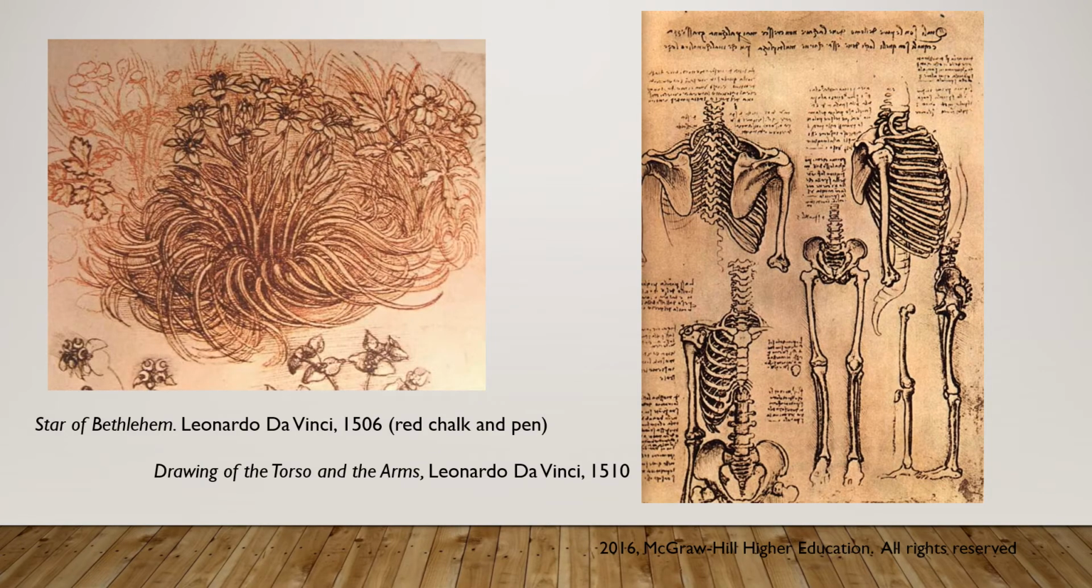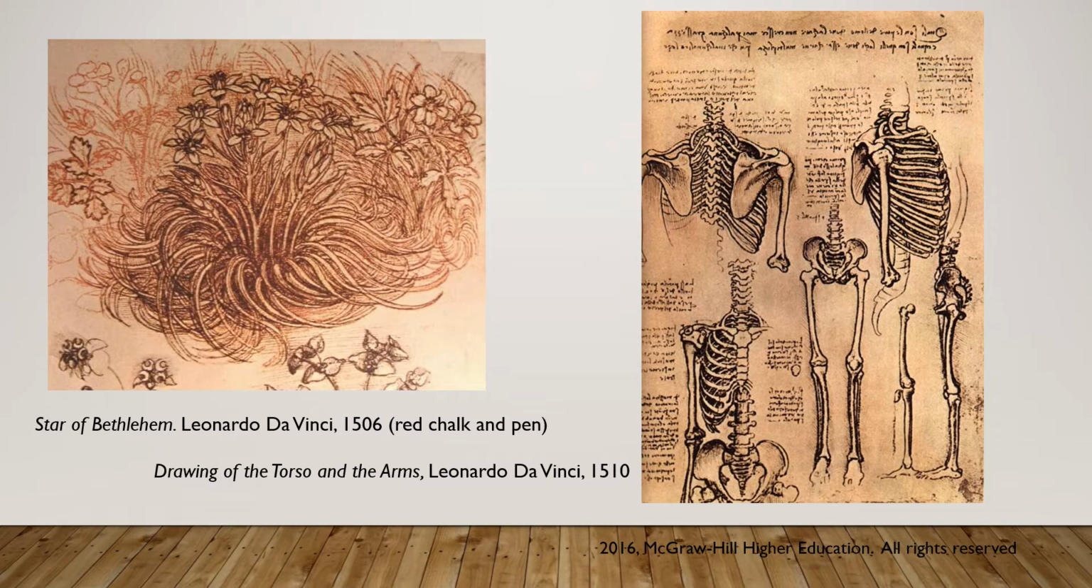Here are a couple of examples of Leonardo da Vinci's drawings. Leonardo da Vinci was very much into exploring everything he could about everything. So this first one here is called the Star of Bethlehem. It's a particular kind of plant. He drew this in red chalk and pen.